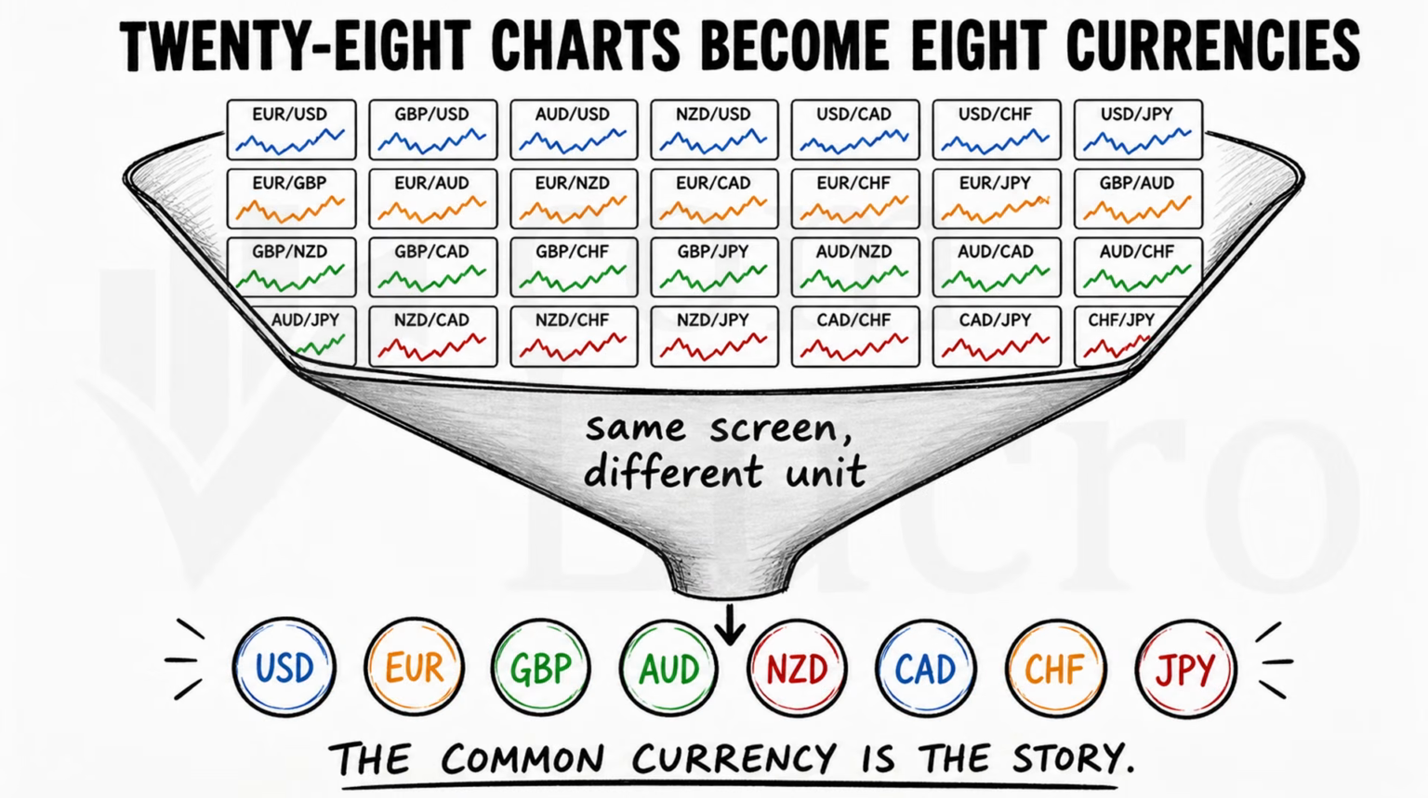So the rule is simple. When one currency shows up on the same side of several charts at once, that currency is the story, and the others are just whatever it happened to be measured against. Once you start seeing your screen that way, you stop reading 28 charts and start reading 8 currencies. That's the whole lens. That's relative currency strength.